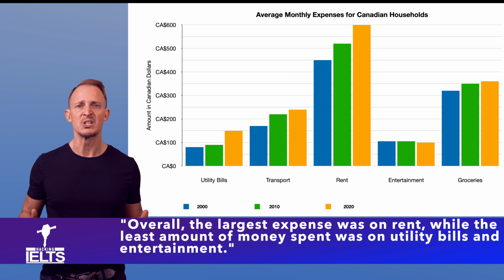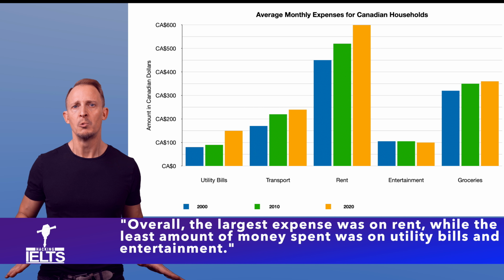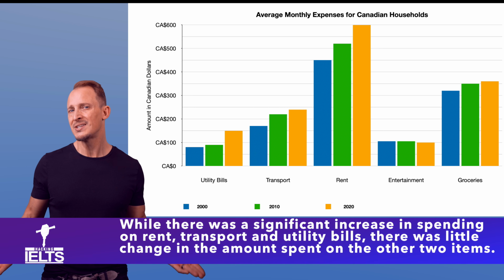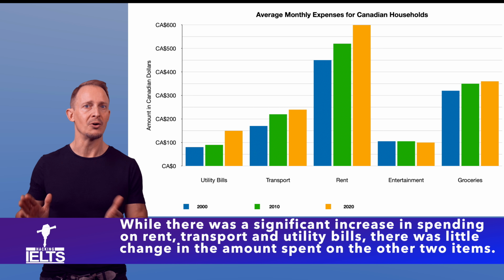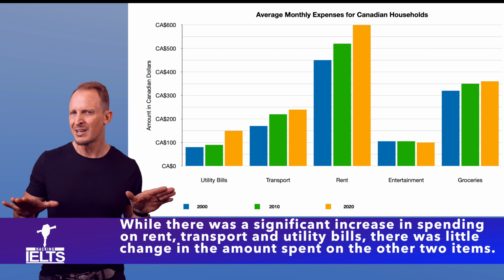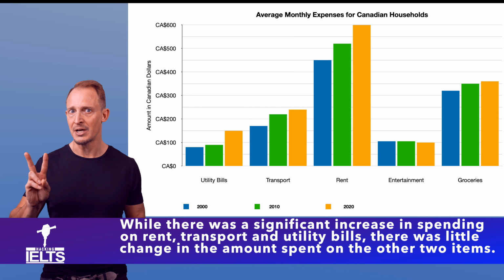Overall, the largest expense was on rent, while the least amount of money spent was on utility bills and entertainment. While there was a significant increase in spending on rent, transport, and utility bills, there was little change in the amount spent on the other 2 items.